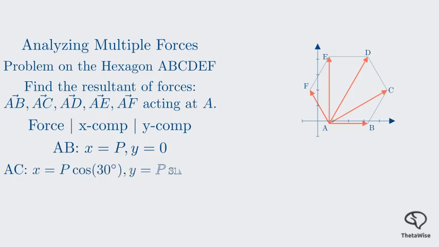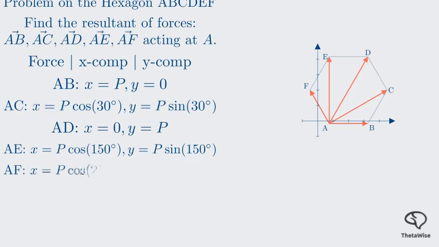Let's use trigonometry to find the components of each force, which we'll call P. Force AB is purely horizontal, so its components are P and 0. Force AC makes an angle of 30 degrees with the x-axis, so its components are P times cosine 30 and P times sine 30. Force AD is purely vertical, so its components are 0 and P. Force AE is at 150 degrees, so its components are P cosine 150 and P sine 150. Force AF is at 210 degrees, so its components are P cosine 210 and P sine 210.